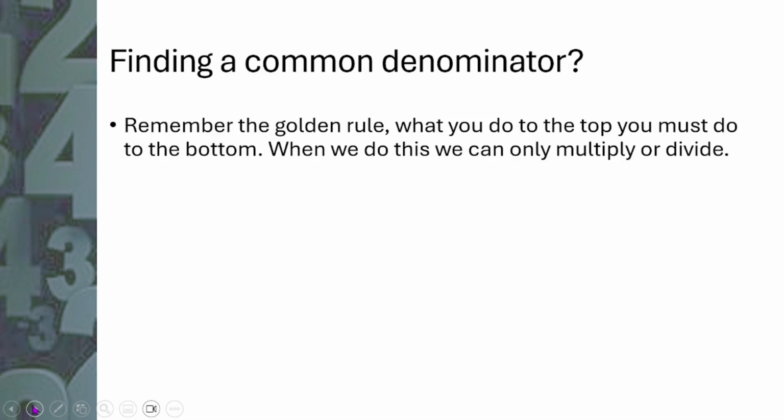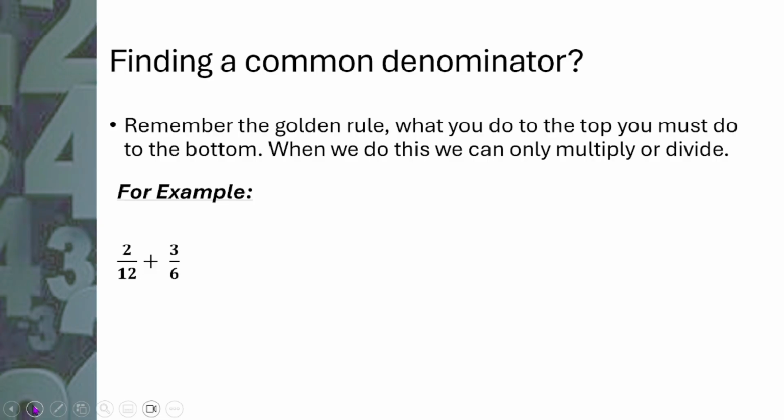There will be questions where you are not given a common denominator. This is really common in the exams. So we need to find our own common denominator before we can perform any form of calculation. When you do this, please remember the golden rule, which is what you do to the top, you must do to the bottom. And when we do this, we can only multiply or divide. We must not add, we must not subtract. Now, we have discussed this in previous videos, so if you're not quite sure about that, please do go back and watch those.